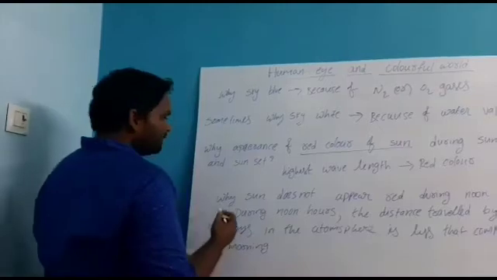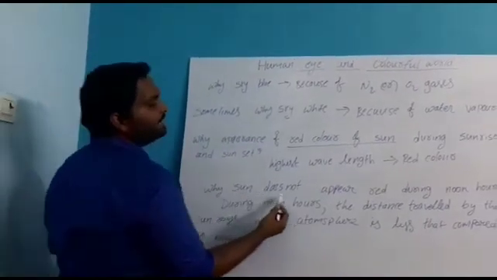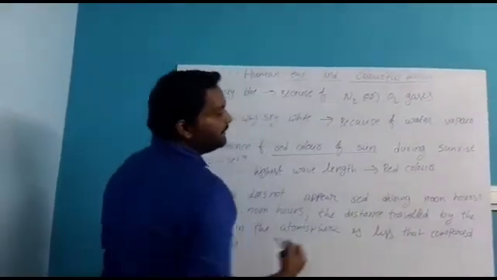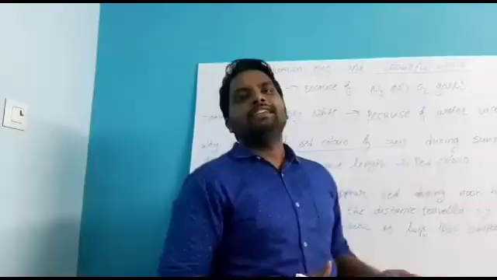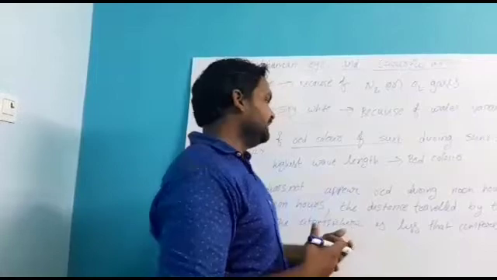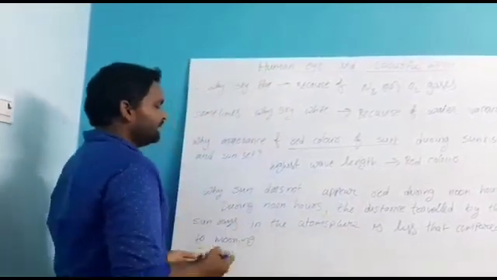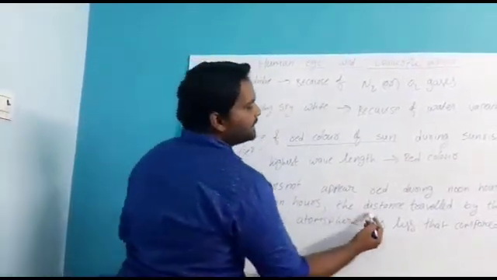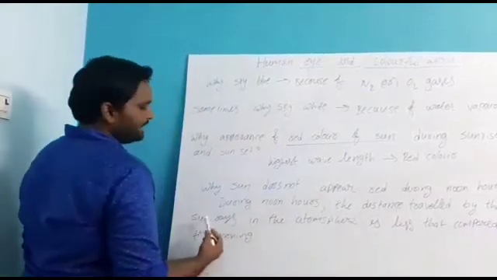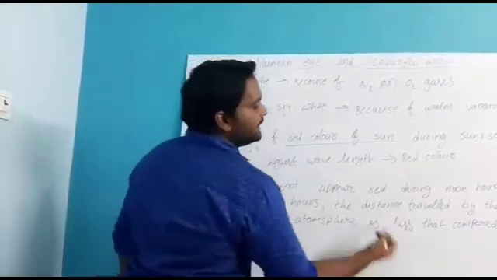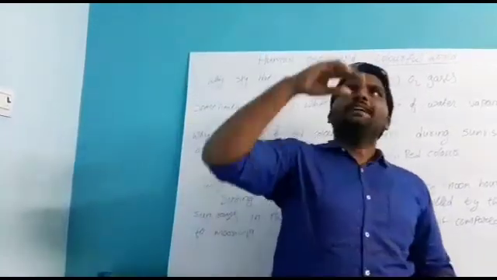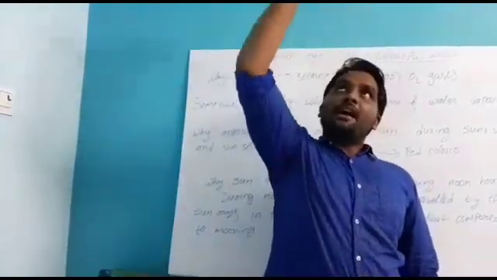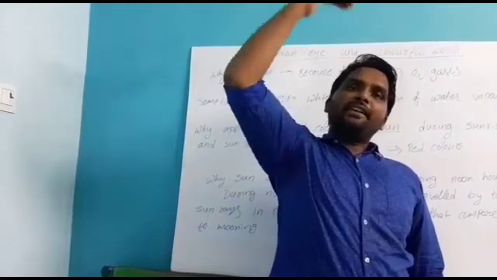But why does the sun not appear red during noon hours? In the noon time, afternoon time, we are not seeing a red sun. We are seeing another color. Because during noon hours, the distance traveled by the sun rays in the atmosphere is less compared to morning. At noon the sun is up, so it is very near to us.